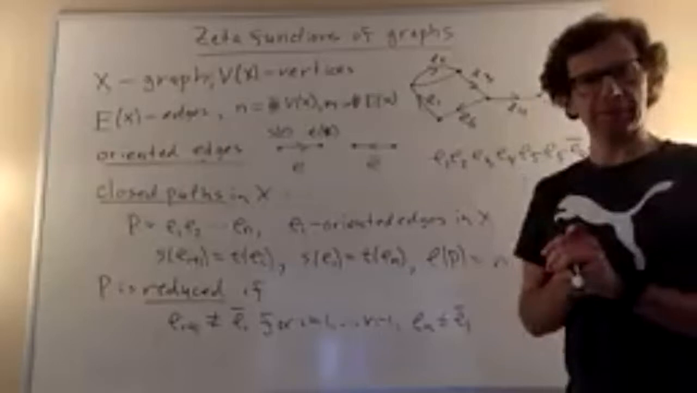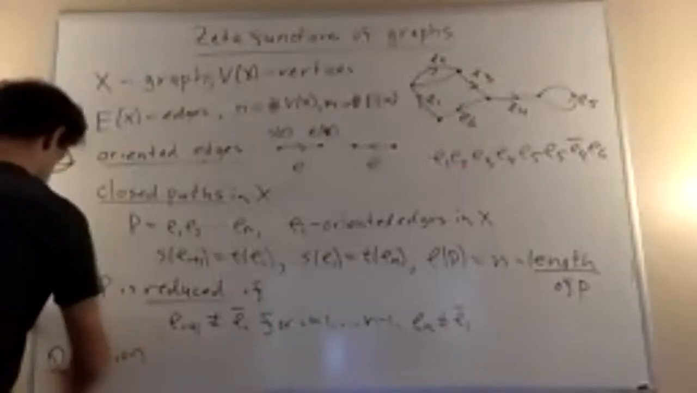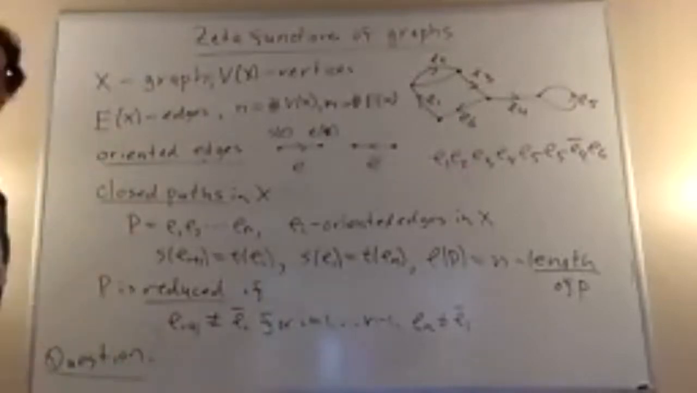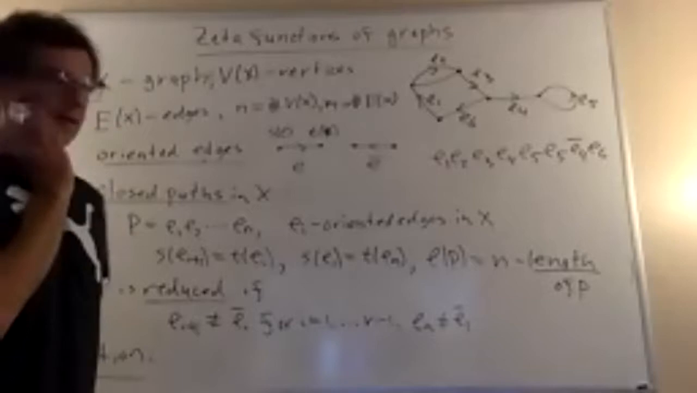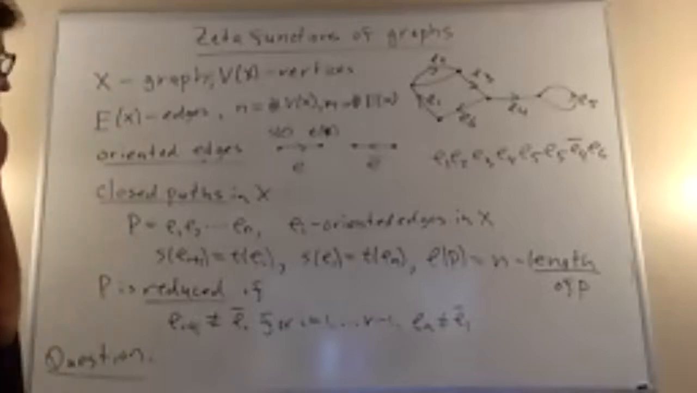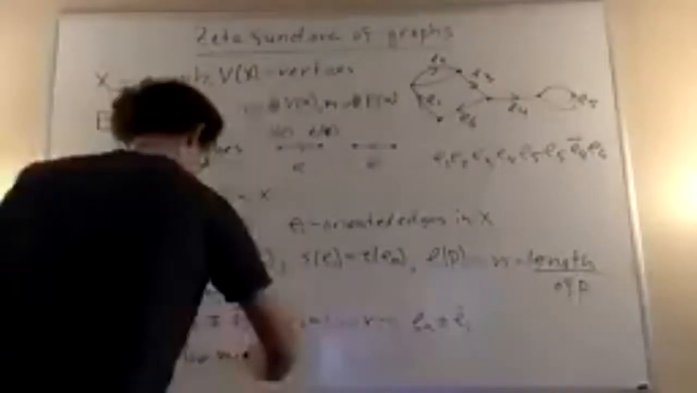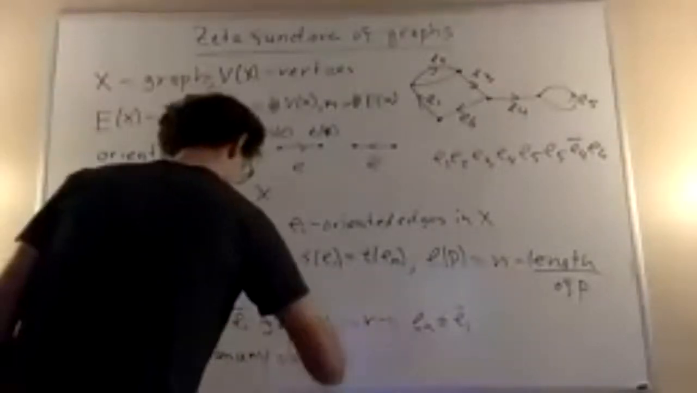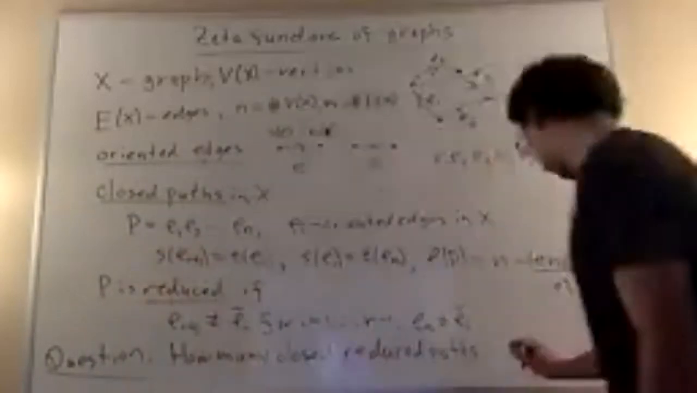Okay. All right. And so let's ask the question. How many ways are there to do, I don't know, a 3-mile run in your neighborhood or a 4-mile run? How many closed reduced paths are there of a given length?